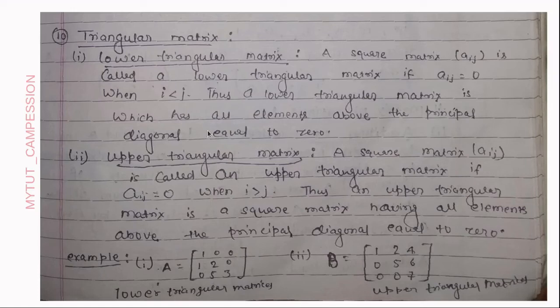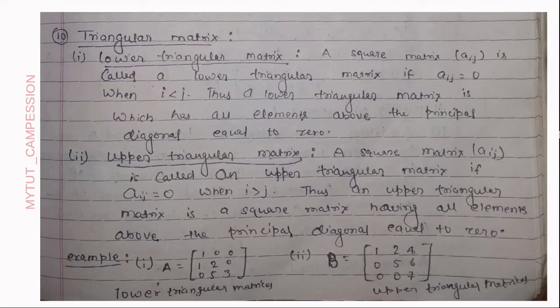lower triangular matrix. Lower means the upper elements of the principal diagonal are all 0, and we can say that it is a lower triangular matrix. Similarly, in an upper triangular matrix, the elements below the principal diagonal are equal to 0.